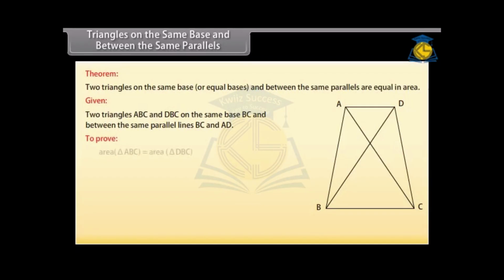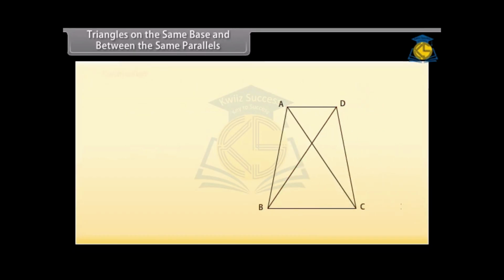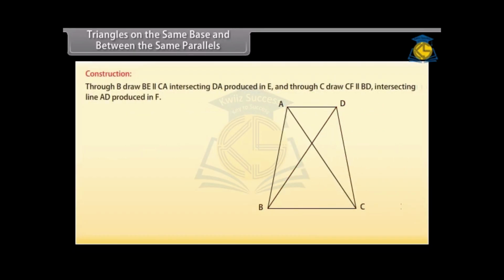To prove: area of triangle ABC is equal to area of triangle DBC. Construction: Through B, draw BE parallel to CA intersecting DA produced in E, and through C, draw CF parallel to BD intersecting line AD produced in F.